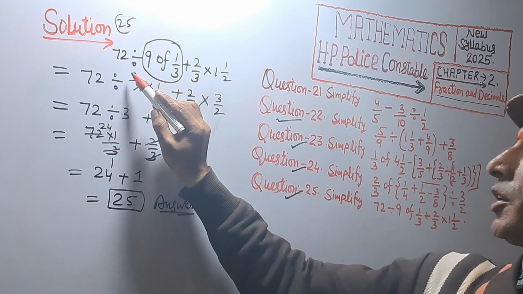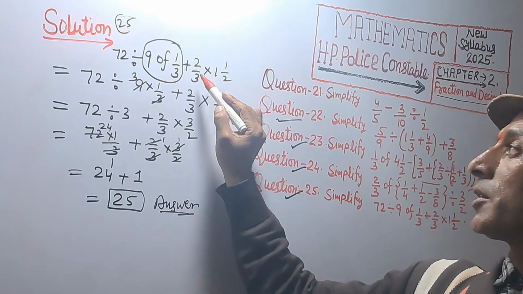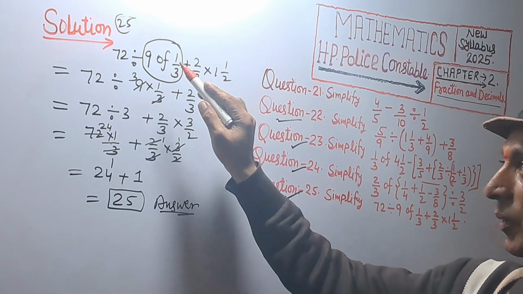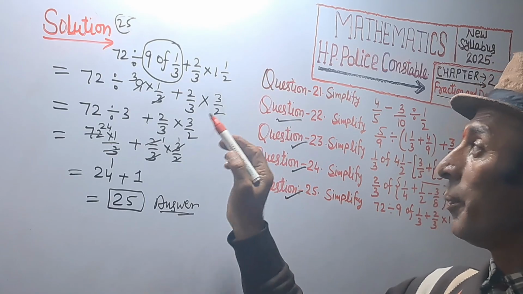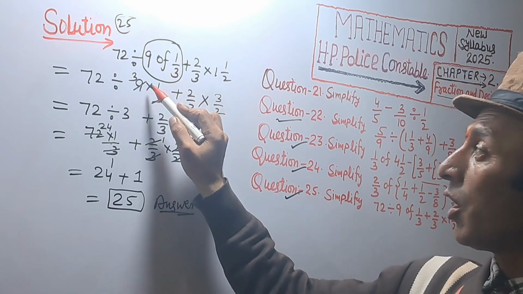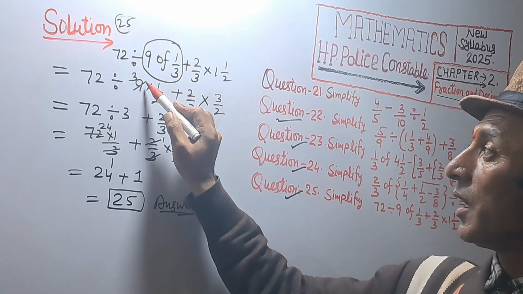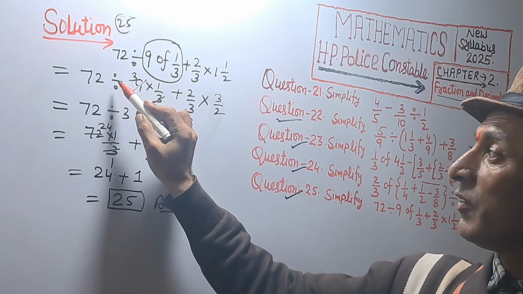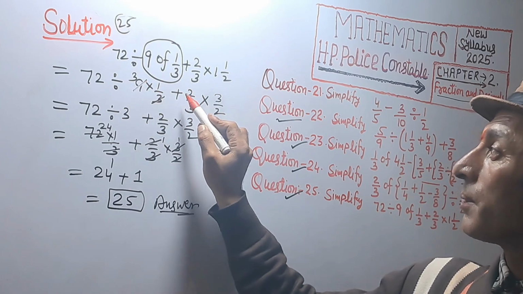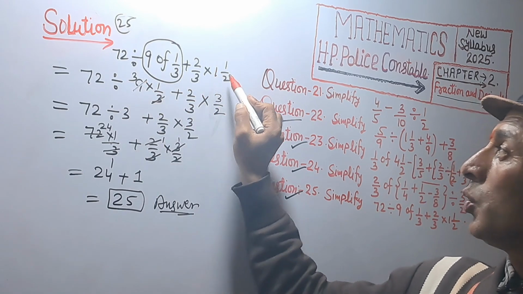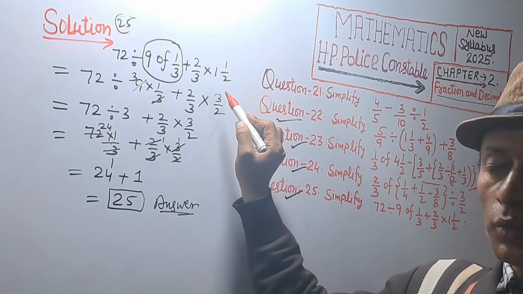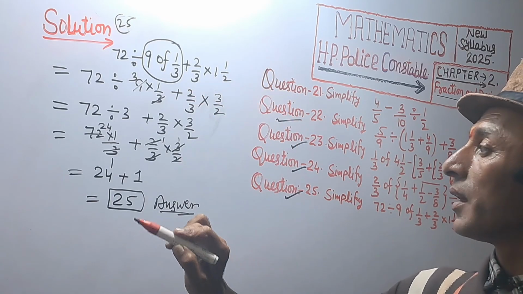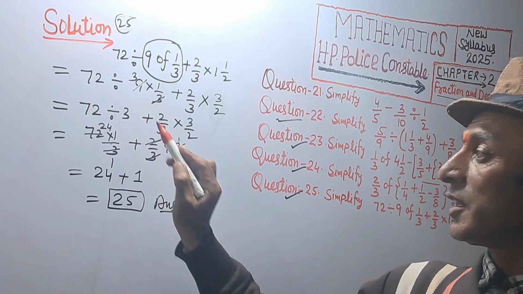Given question is 72 divide 9 of 1 upon 3 plus 2 upon 3 into 1 whole 1 upon 2. In this question, first we solve 9 of 1 upon 3. Of means multiply. 9 multiply by 1 by 3. That is divisible by 3. 3 3s are 9. 72 divide 3 plus 2 upon 3 into 1 whole 1 upon 2 means 2 1s are 2 plus 1, 3 upon 2. And 72 divided by 3.